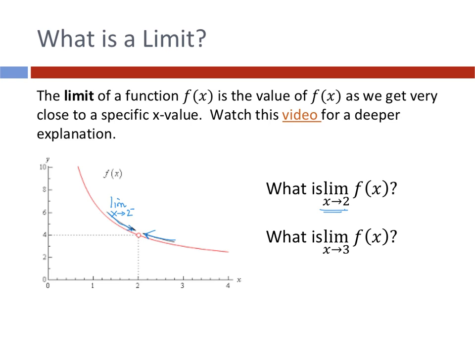And again, it doesn't matter that the 4 is not filled in, that there's not actually a point there. We're only concerned about what it's approaching. And from the positive side, which we denote this way, it's also approaching 4. So we can say that the limit as x approaches 2 of f of x is equal to 4.